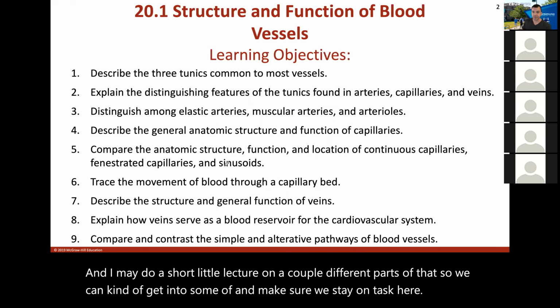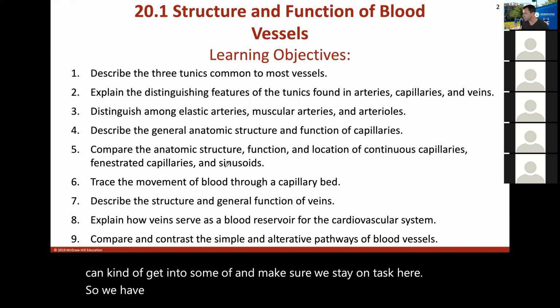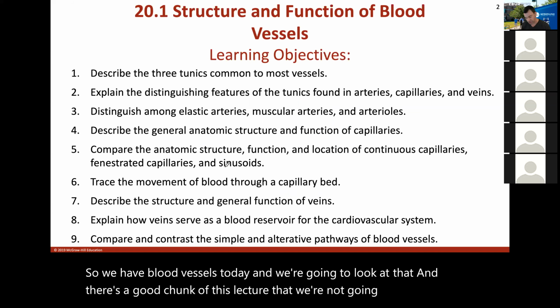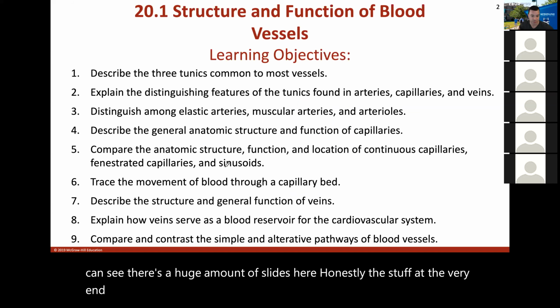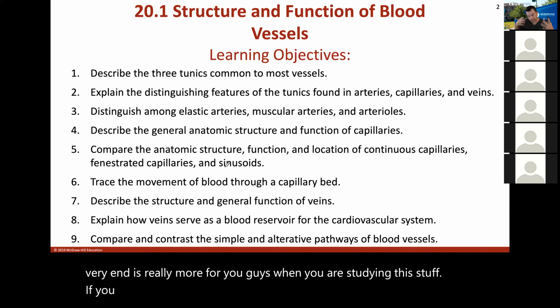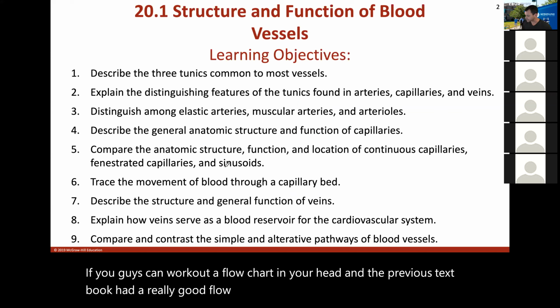So we have blood vessels today, and we're going to look at that. There's a good chunk of this lecture that we are not going to go over. You can see there's a huge amount of slides here. The stuff at the very end is really more for you when you are studying. If you can work out a flow chart in your head, and the previous textbook had a really good flow chart, and I think this one does as well.